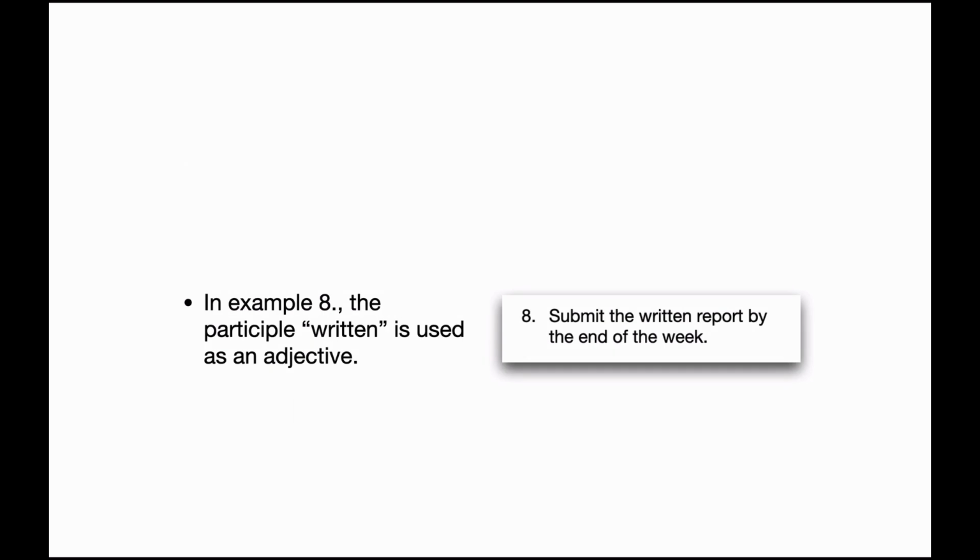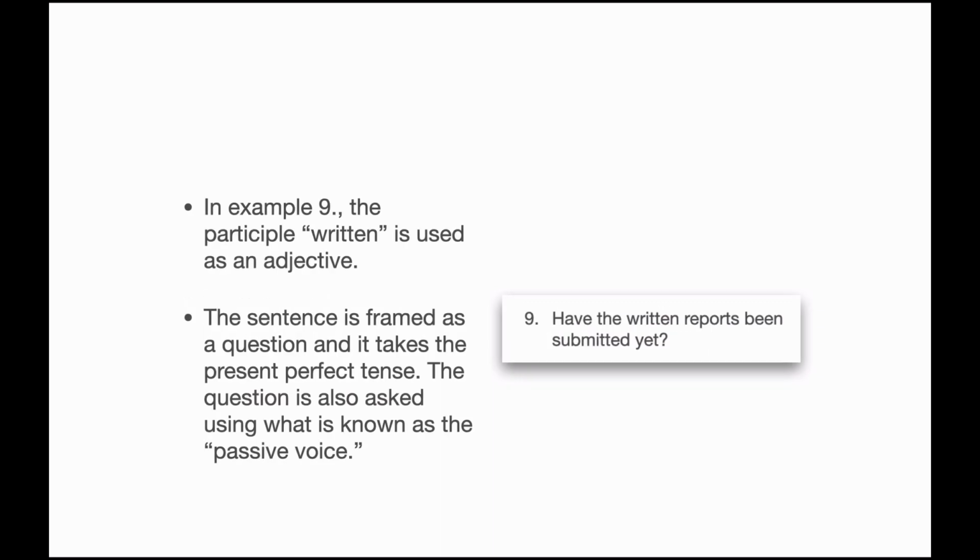In example 8, the participle written is used as an adjective. In example 9, the participle written is used as an adjective. The sentence is framed as a question and it takes the present perfect tense. The question is also asked using what is known as the passive voice.